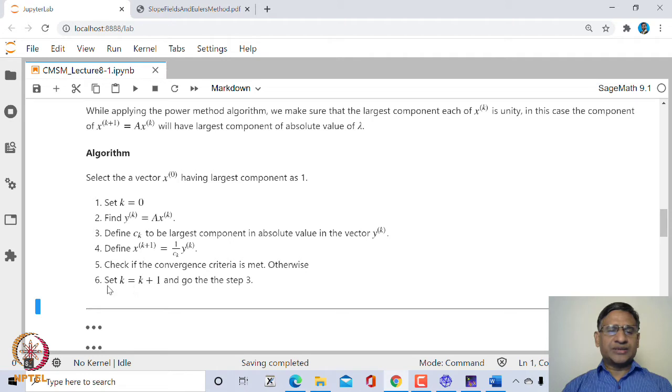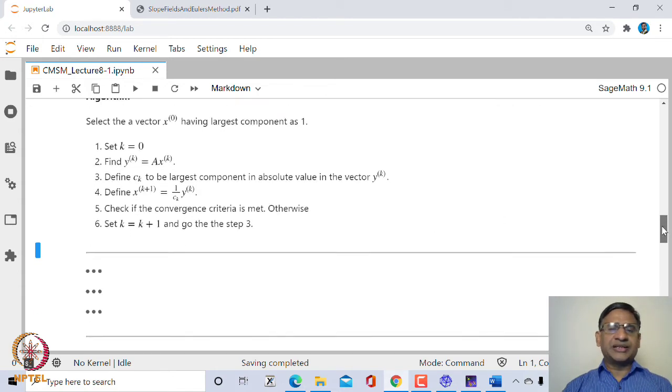In case the convergence criteria is met, you have already achieved what you wanted. That means xk plus 1 will be the dominant eigenvector, and you can stop. Otherwise you redefine k equal to k plus 1, that is go to the next iterate, and then go to step 3, that is again find out ck, and then find xk plus 1 and so on. So, let us implement this.